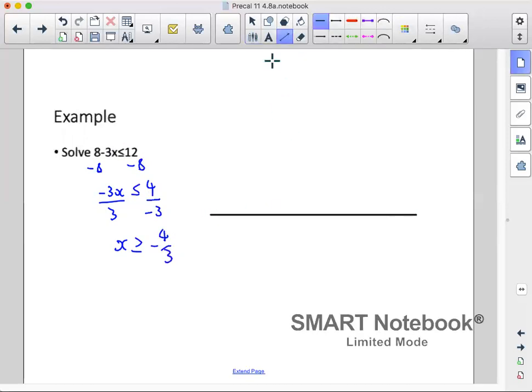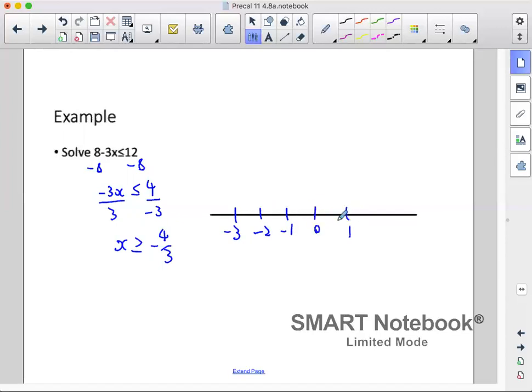Draw out our number line. So we've got negative 3, negative 2, negative 1, 0, 1. Go to negative 4 over 3. And it says x is greater than or equal to it, so our arrow is this way.